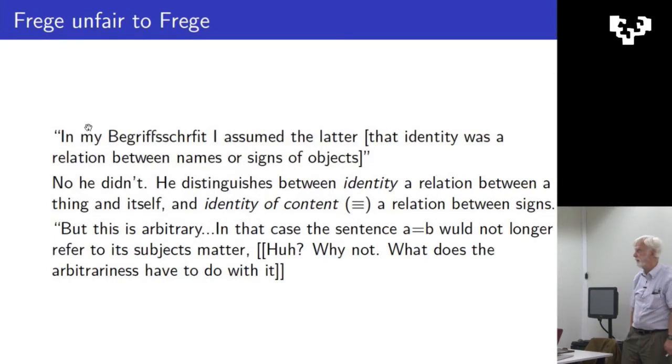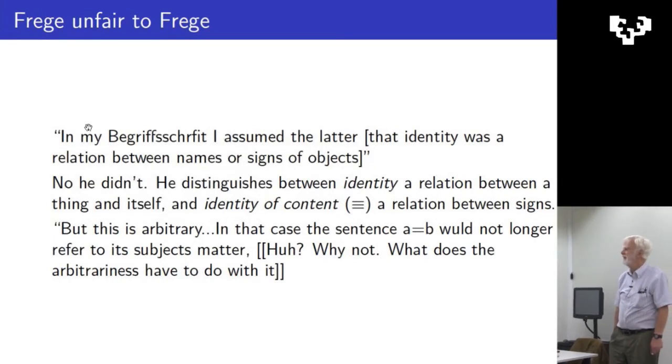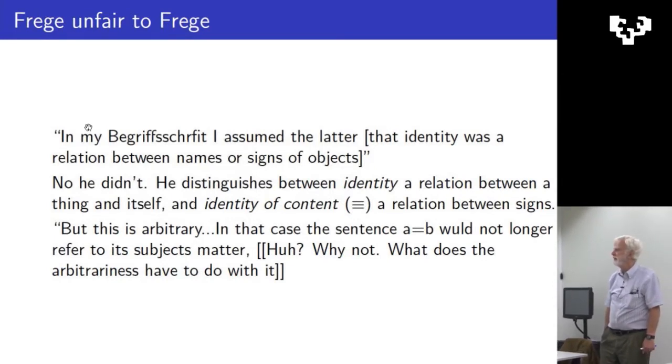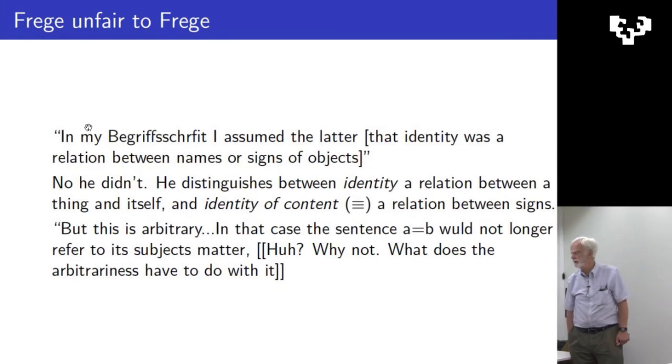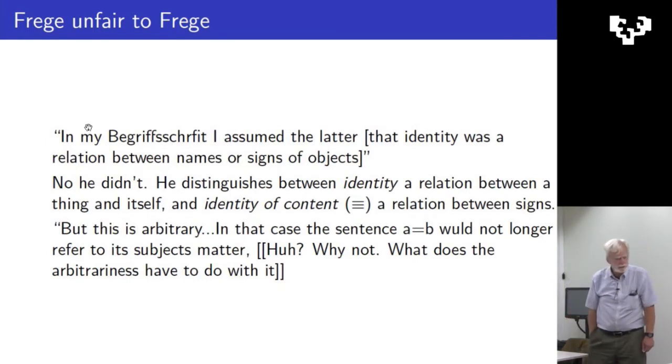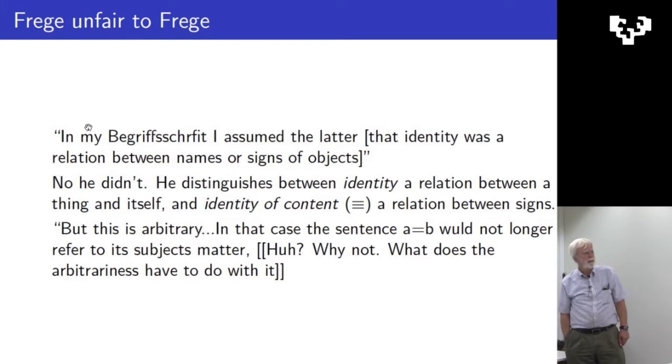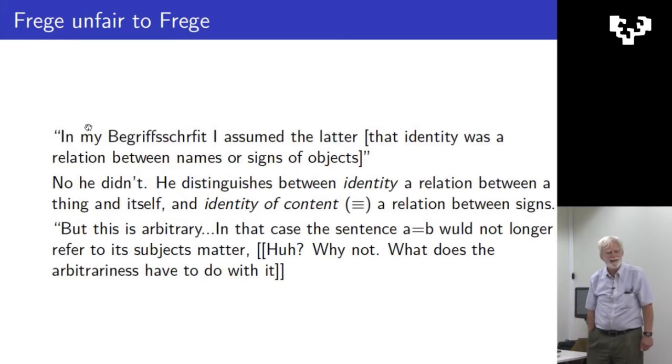As I say here, succinctly, no, he didn't. He distinguishes between identity, a relation between a thing and itself, and identity of content, a relation between signs. Then he goes on, in a way that is kind of amazing, given this is the most read paragraph by the most respected philosopher of language in the 20th century, probably, to utter a number of sentences that make no sense whatsoever, in my humble opinion.